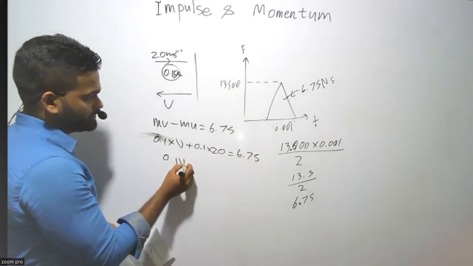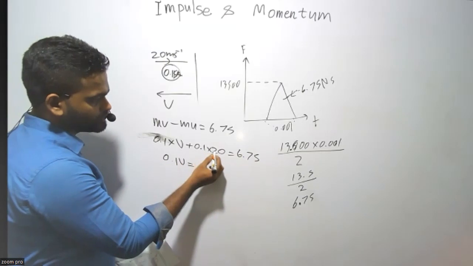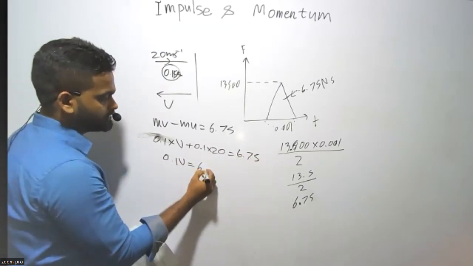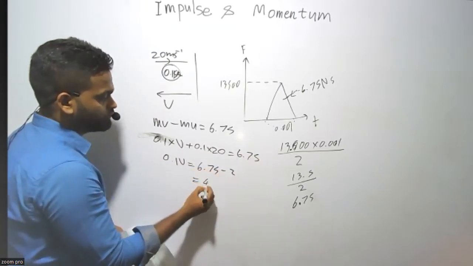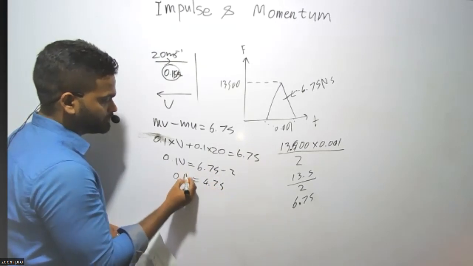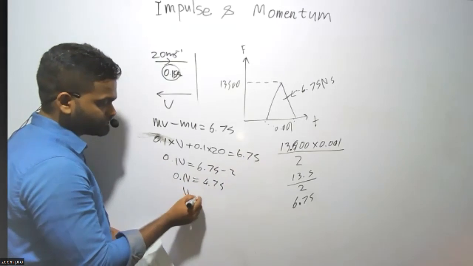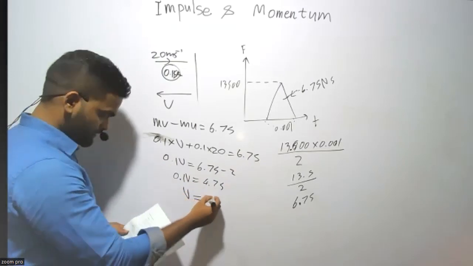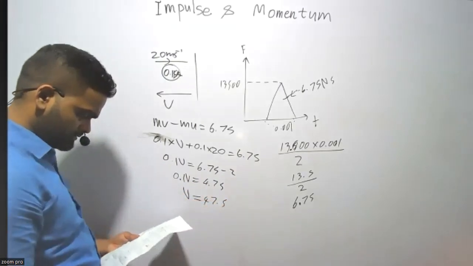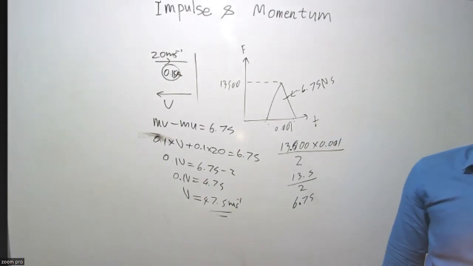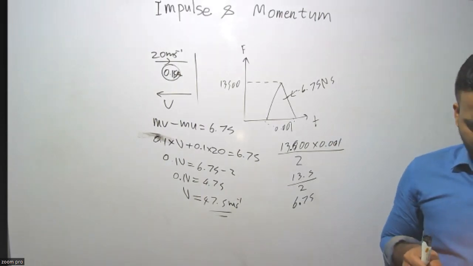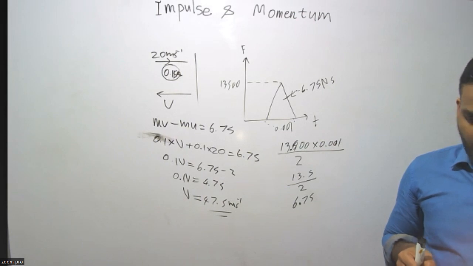0.1 v equals, this is 2. 2 goes to the other side, 6.75 minus 2, 4.75, 0.1 v. Multiply both sides by 10. So this becomes v, this becomes 47.5. Is there an answer like that? 47.5. I don't know the other side.